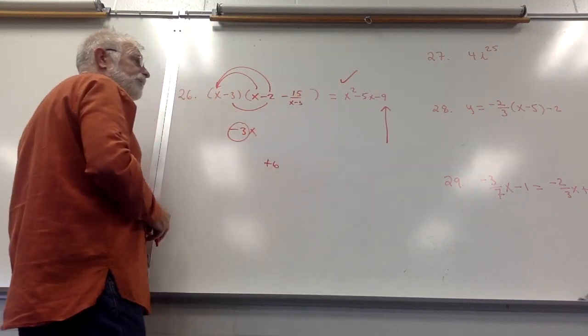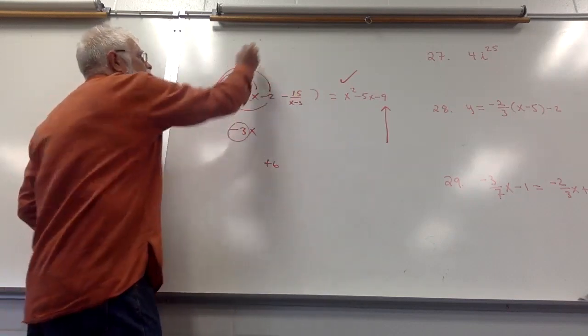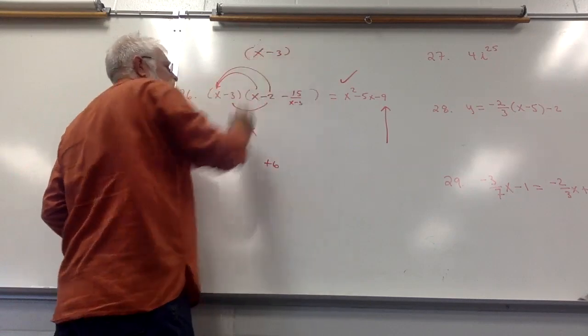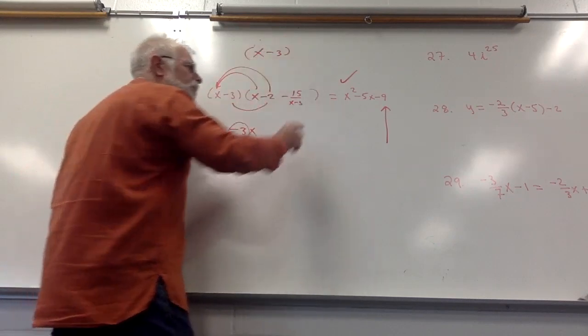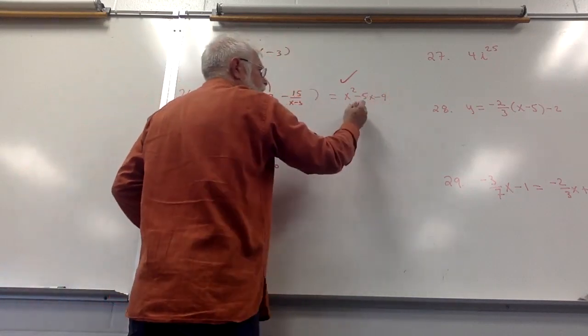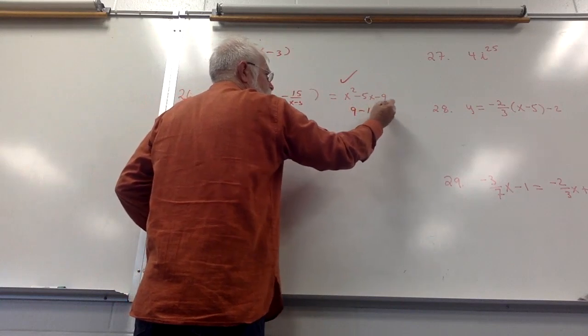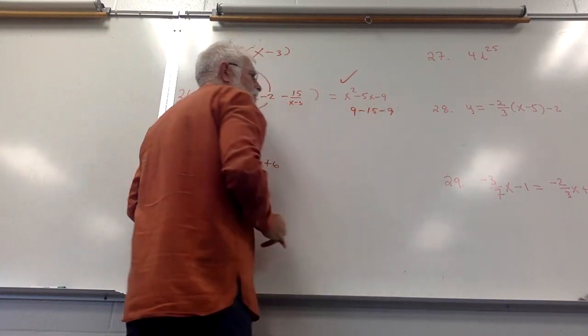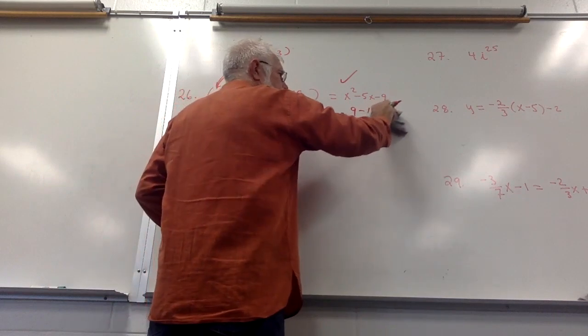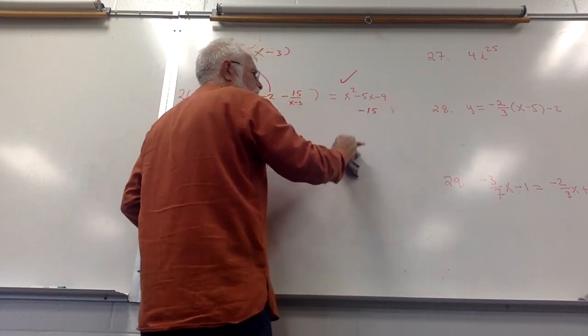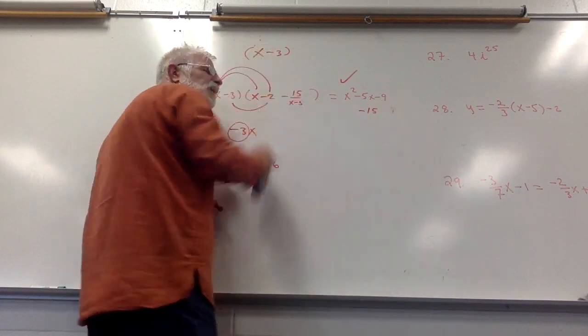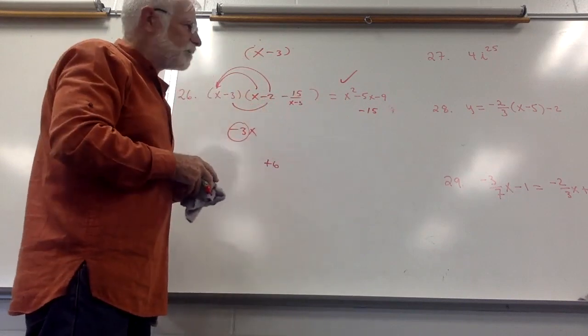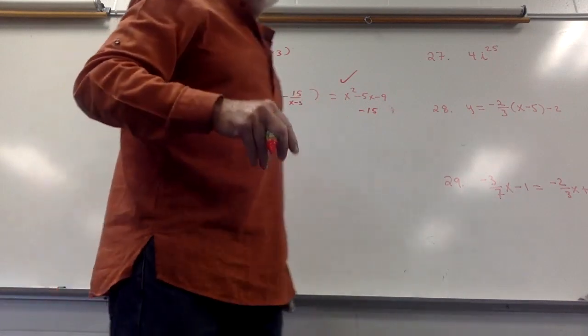Okay, how do I know if this is right? What's the critical number for the factor x minus 3? 3. Let me put a 3 in over here. 3, 9 minus 15 minus 9. Oh, it looks like minus 9, positive 9, cancel, minus 15. Must be a coincidence. All right, what's next?